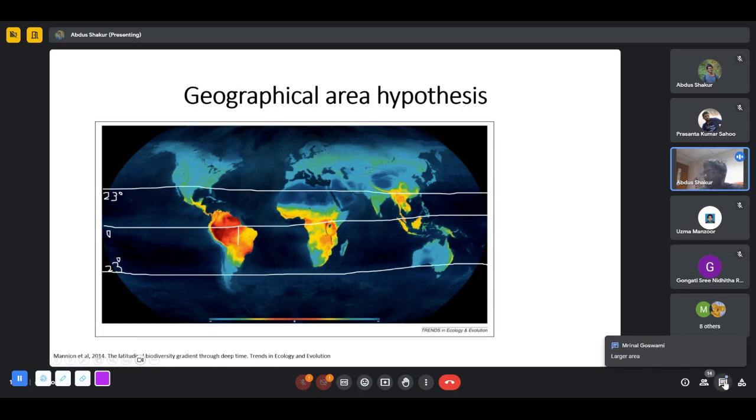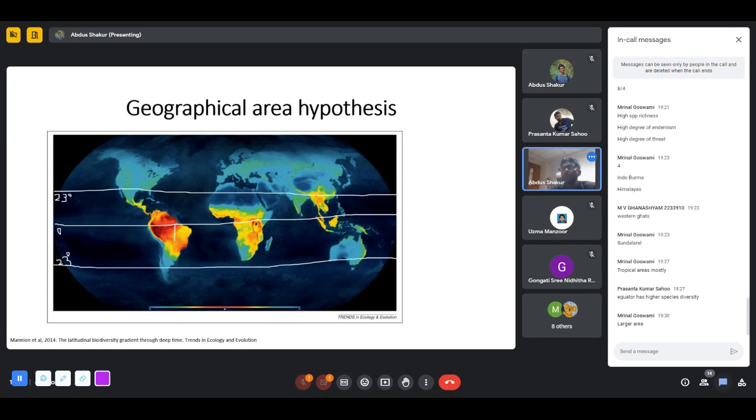Yes, you're right. Larger area. The area might not be just the current area but also historical, when the land masses were put together. Much of the species evolved over time when the land masses were together, and according to this hypothesis, much of those land masses were in the equator region. So that area tended to have higher species richness.